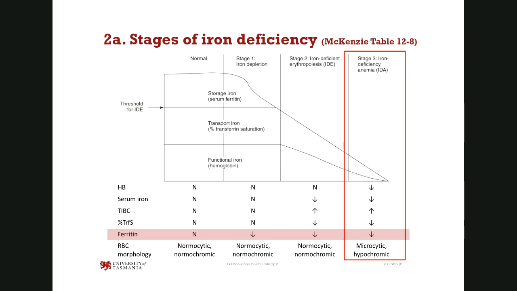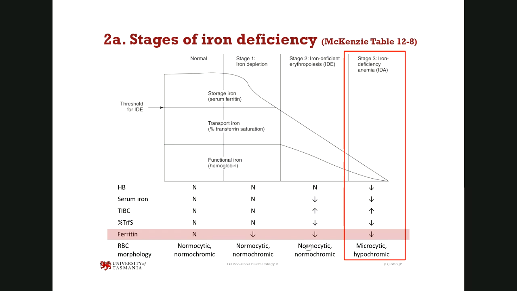But there are still very few clinical signs and symptoms at this stage, even though our transport iron and our functional iron are starting to reduce. Our hemoglobin is still normal and our red cells are still normal, but they're getting smaller. So they're still within the reference interval, but it could be that they're at the lower end of the reference interval. Same with the hemoglobin. It's still within the reference interval, but it might be coming to the lower half.